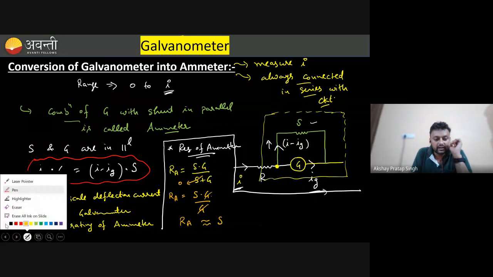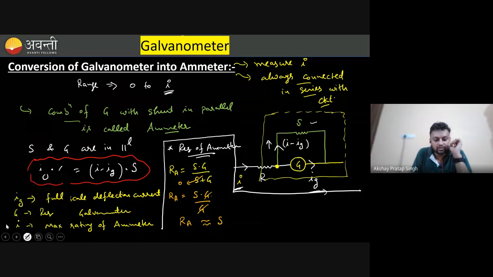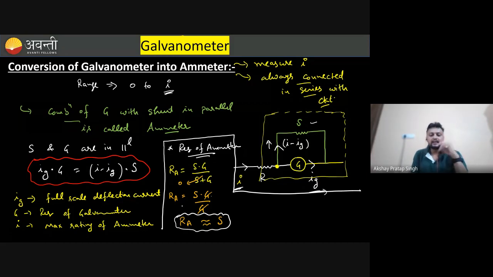This is again a very interesting fact that resistance of ammeter is nearly equal to the shunt, and shunt resistance is very small. So the conclusion is resistance of ammeter is negligible, or resistance of ammeter is very small. Is this point clear? So what is the conclusion? Resistance of ammeter is very small. The conclusion is clear. You can write it down in your notebook or whatever you have.